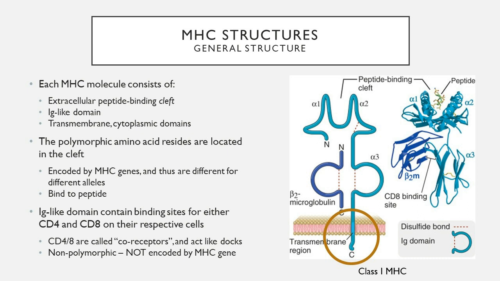And they do differ between the two structures. They're either of the CD4 variety or the CD8 variety. And this is actually what gives T cells their names, because this is what determines what kind of T cell can bind to that particular MHC, whether it has a CD4 dock or a CD8 dock. And again, a CD4 plus cell will bind to the CD4, and a CD8 plus cell will bind to the CD8. And these particular docks are not polymorphic, so they're not genetically encoded by the MHC gene.